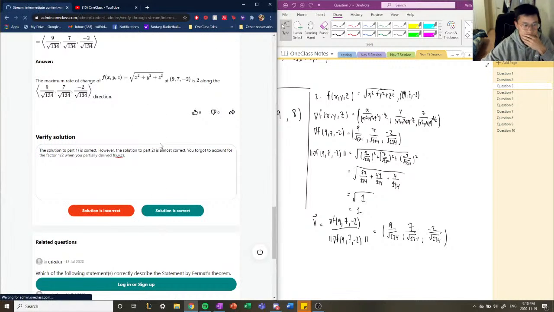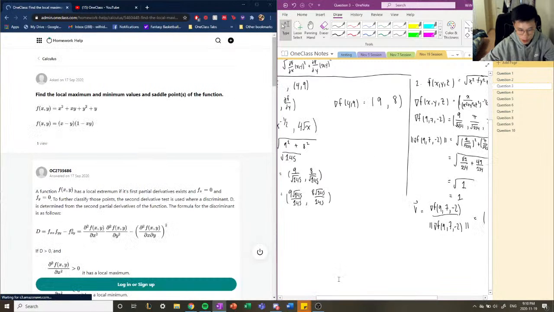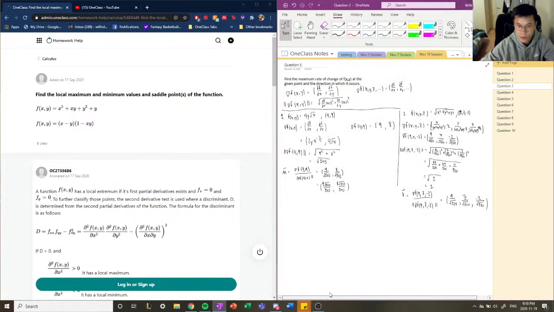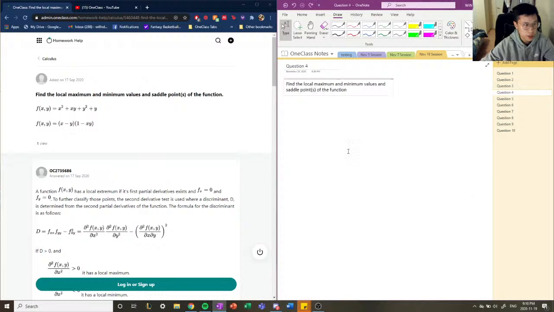Okay, cool. Let's move on to question number 4. I'm sorry for the small writing. I'll try to figure out how to expand the board as I continue to do these longer questions. All right, so the next question is find the local maximum and minimum values and saddle points of the function, and they provide us with 2 functions again.